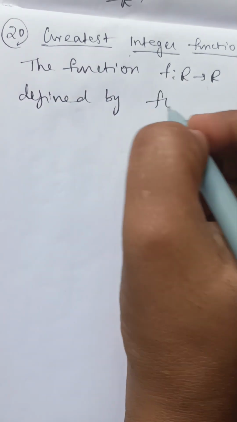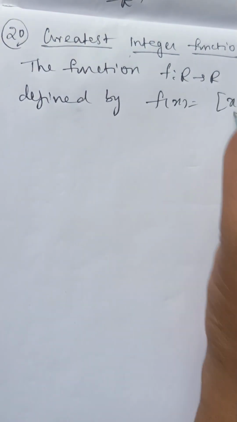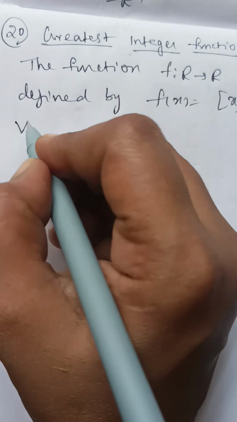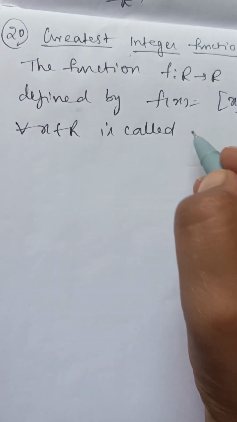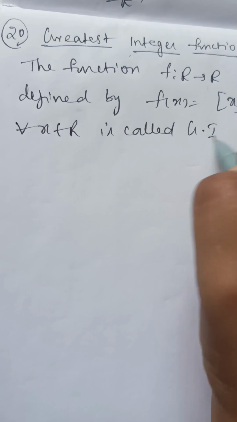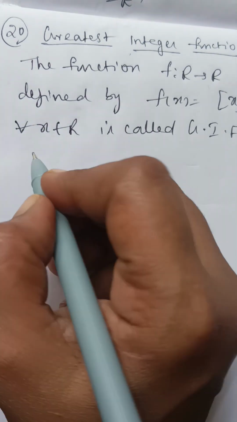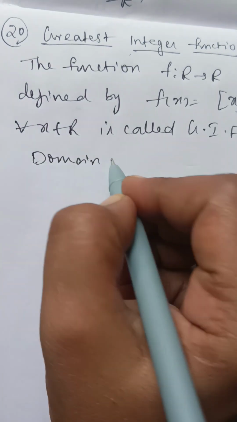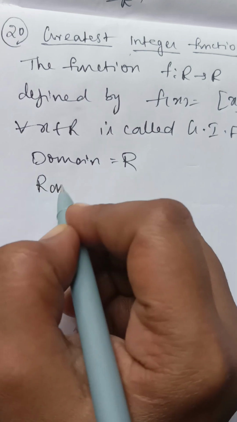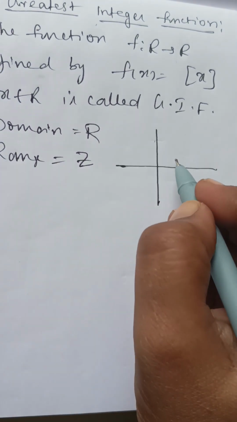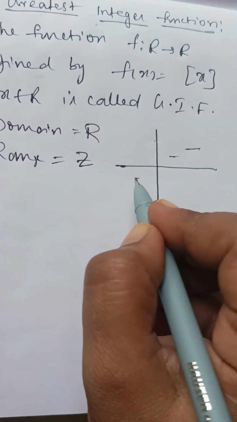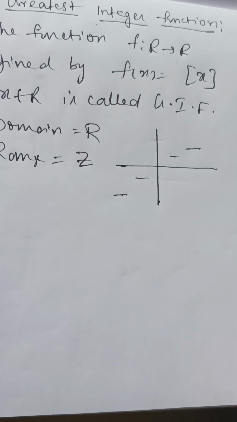Next one is greatest integer function. The function f maps R to R and is defined by f of x equal to step x, for all x belongs to R. It is called a greatest integer function. And its domain is R and range is Z.